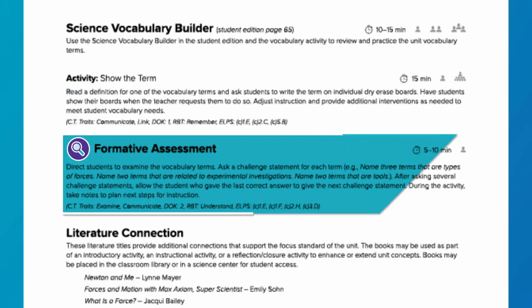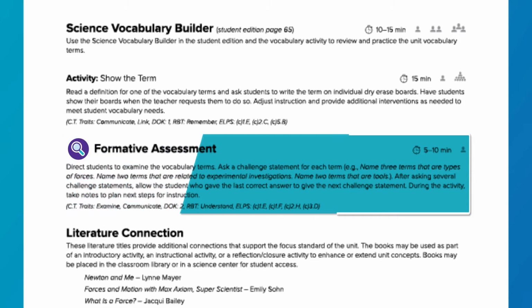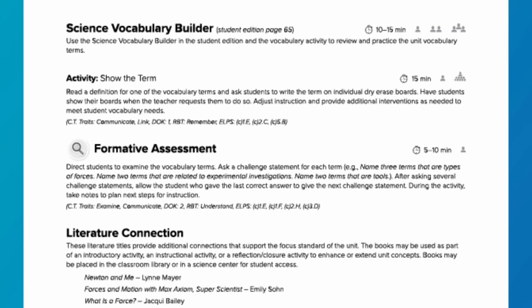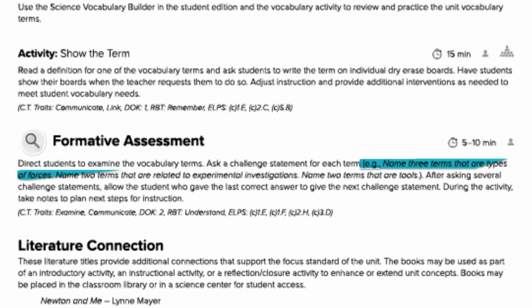In the Teacher Edition, we also list a formative assessment that you can give to the students. In this formative assessment, we ask students to examine the unit vocabulary terms. The teacher asks a challenge statement for each term. For example, challenge statements may include name 3 terms that are types of a force. Name 2 terms that are related to experimental investigations. Name 2 terms that are tools. After the teacher asks several challenge statements, the teacher can invite a student who gave the last correct answer to give the next challenge statement.